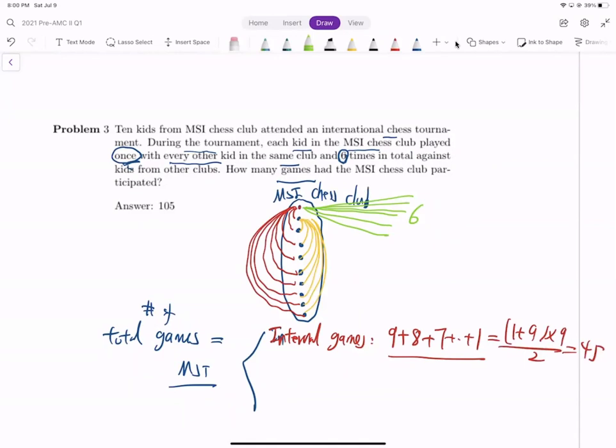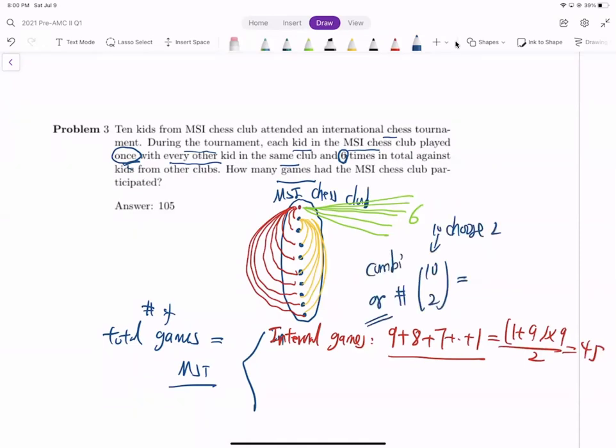Or you can use combination. The internal number just equals 10 choose 2. Because you have 10 club members, you just choose 2 of them to play a game, because they only play once. And the order doesn't matter, because all that matters is the pair that plays the game. So there we use combination.